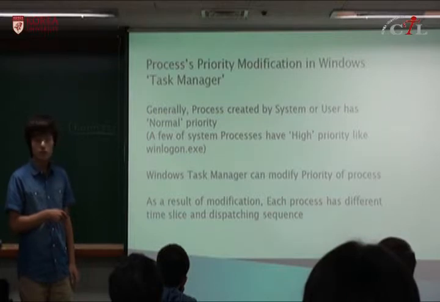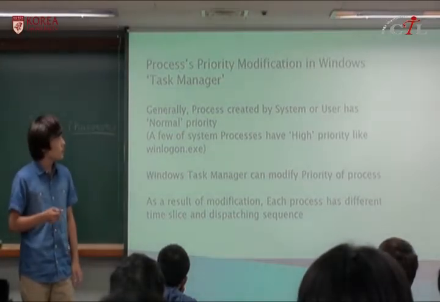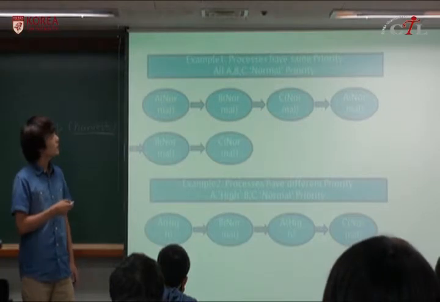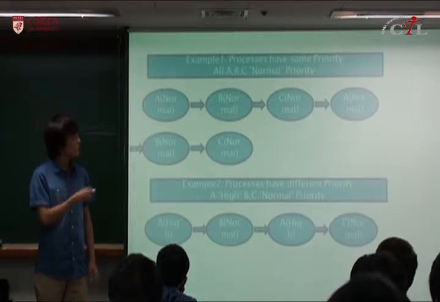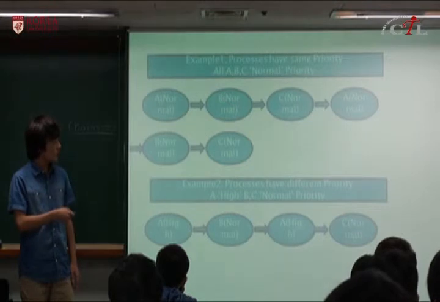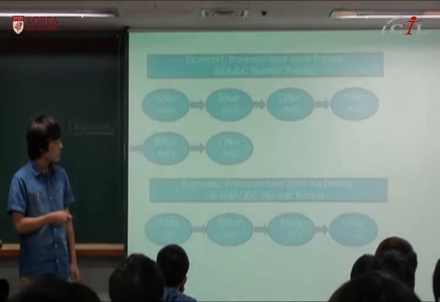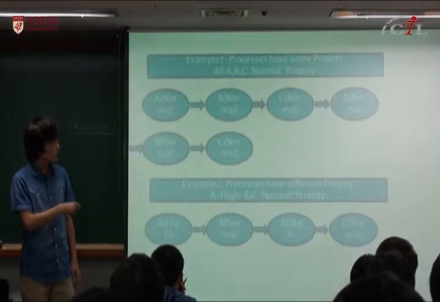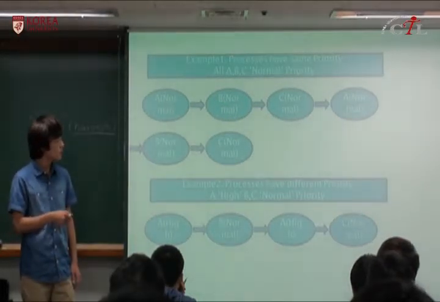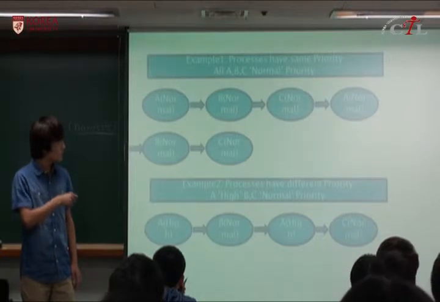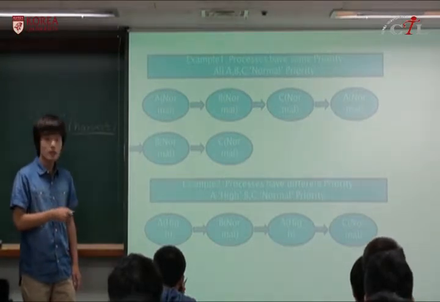As a result of modification, each process has a different time slice and dispatching sequence. You can see the example in this picture. Example 1 has all three processes with normal priority, so A, B, and C are dispatched sequentially. But in example 2, you can see that A has a high priority and B and C have normal. There is a difference: A is dispatched first and B is dispatched second. Then A is dispatched again and then C is dispatched. That difference makes process A execute faster than B and C.